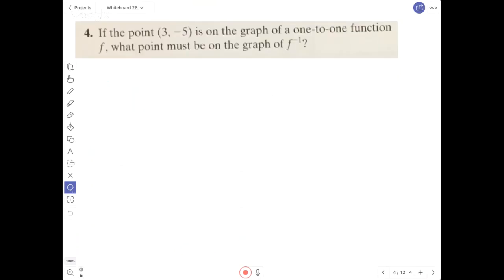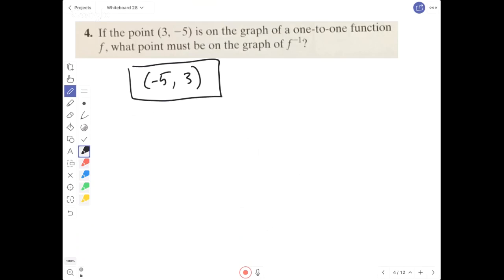Okay, number 4. If the point 3, -5 is on the graph of a 1-to-1 function f, what point must be on the graph of f inverse? Hopefully that's a really easy one. -5, 3. Inverse functions have the inverse inputs and the inverse outputs. The inputs and outputs have been switched. So if this was an input and this was an output, then f inverse must have the point -5, 3, where -5 has become an input and 3 has become an output. Any questions on number 4?